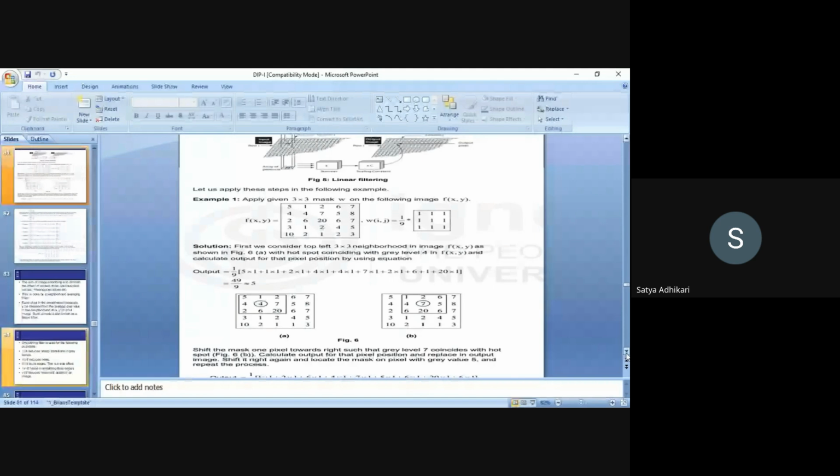If we keep the 3 by 3 mask on the first 3 by 3 pixels, the 4 is at the center. The 4 which is marked with a circle is known as the hotspot. So the pixel marked with a circle, whose gray level value is 4, is marked as the hotspot.